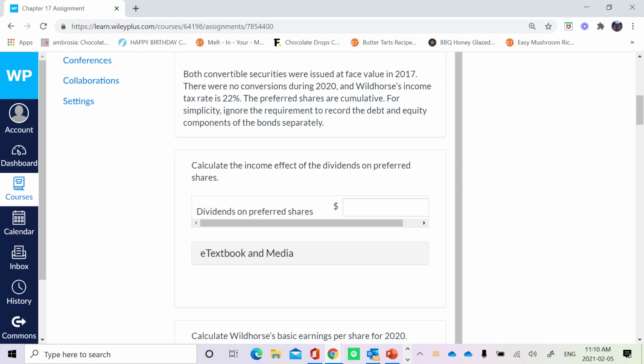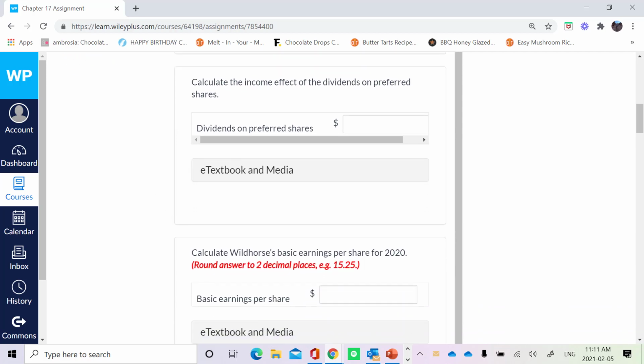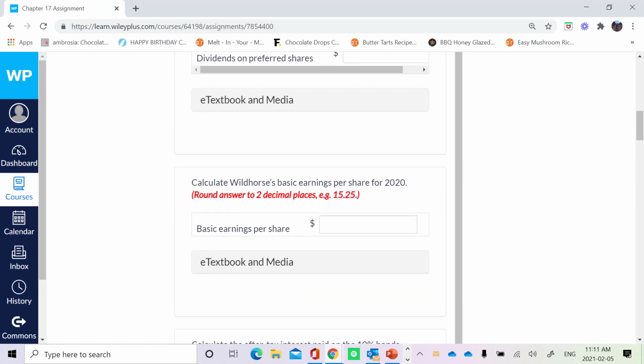So this first one is just asking for the income effect of the dividends on preferred shares. So really we just want, what are the dividends on the preferred shares? On preferred shares and those dividends, the tax is irrelevant because dividends are not taxable. Basic earnings per share, okay. Subtract the preferred dividends if you have to. Again, go back to the rules and what we did on the first question here and what we did in the first class.